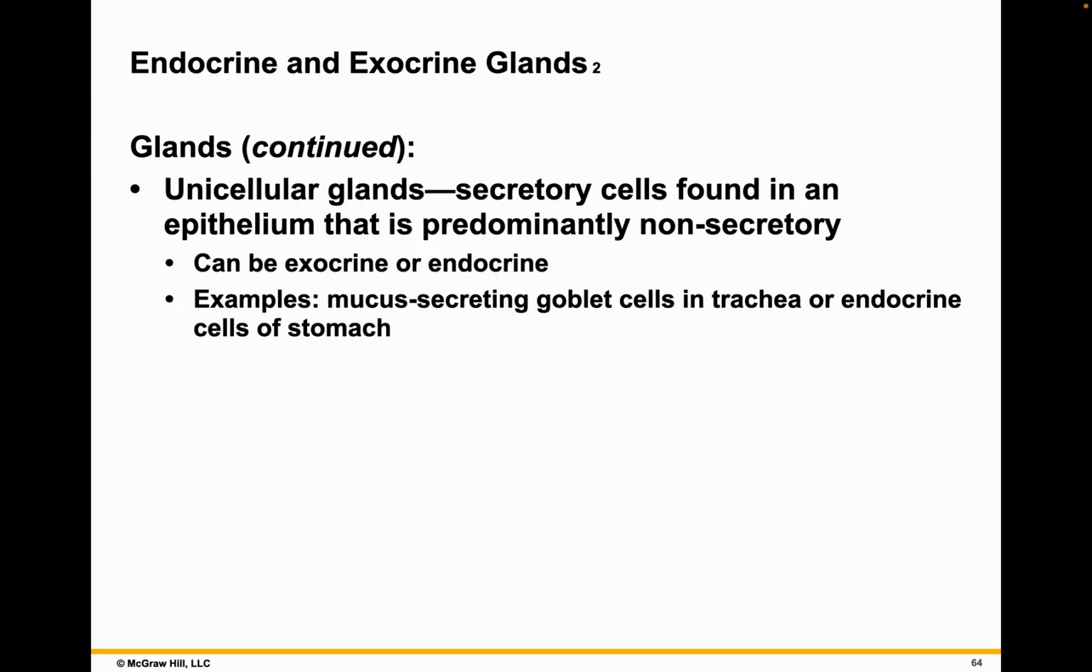Unicellular glands are secretory cells found in an epithelium that is predominantly non-secretory. They can be exocrine or endocrine. Mucus-secreting goblet cells in the trachea or endocrine cells in the stomach are examples.